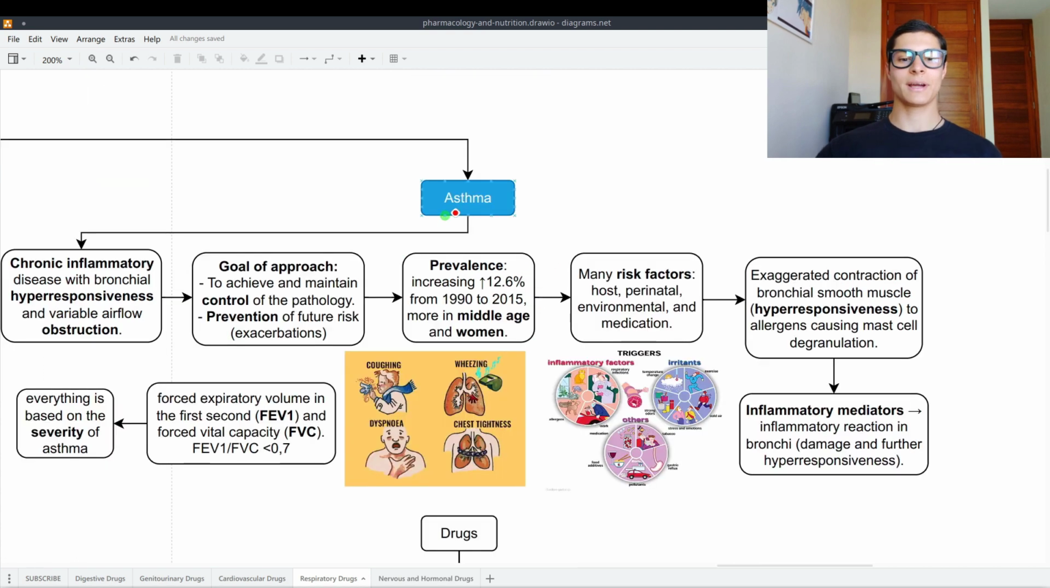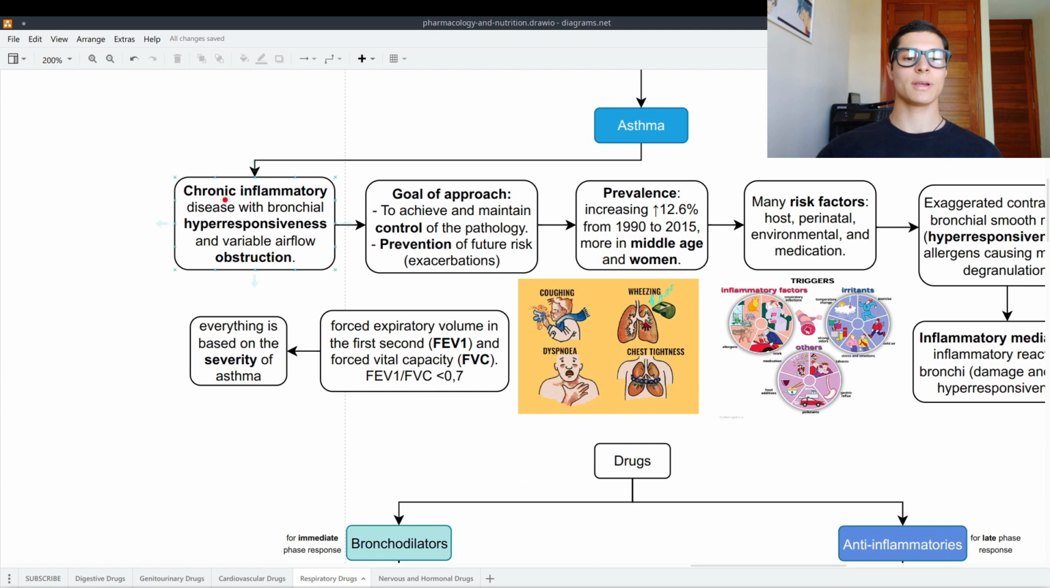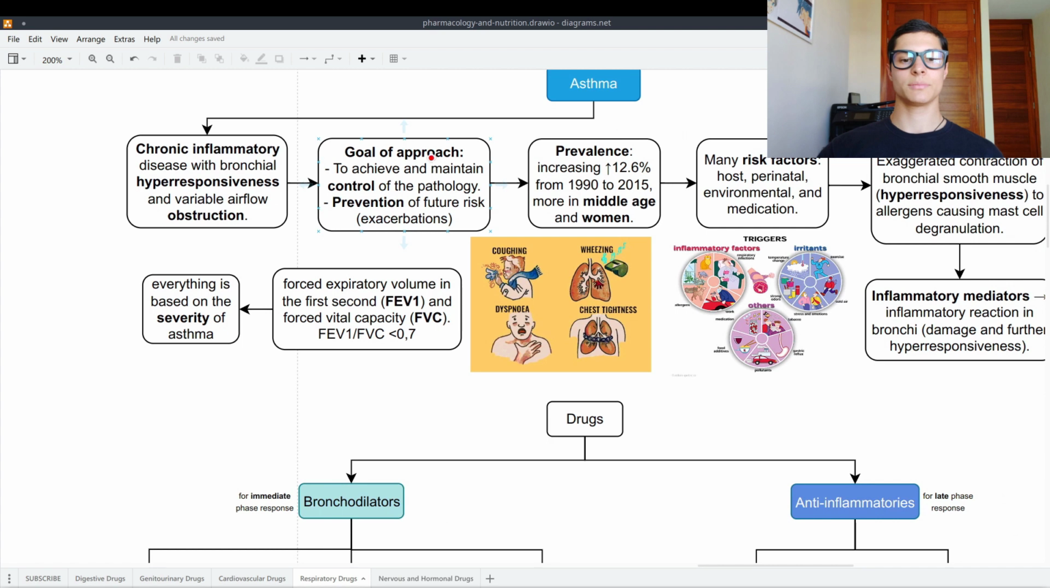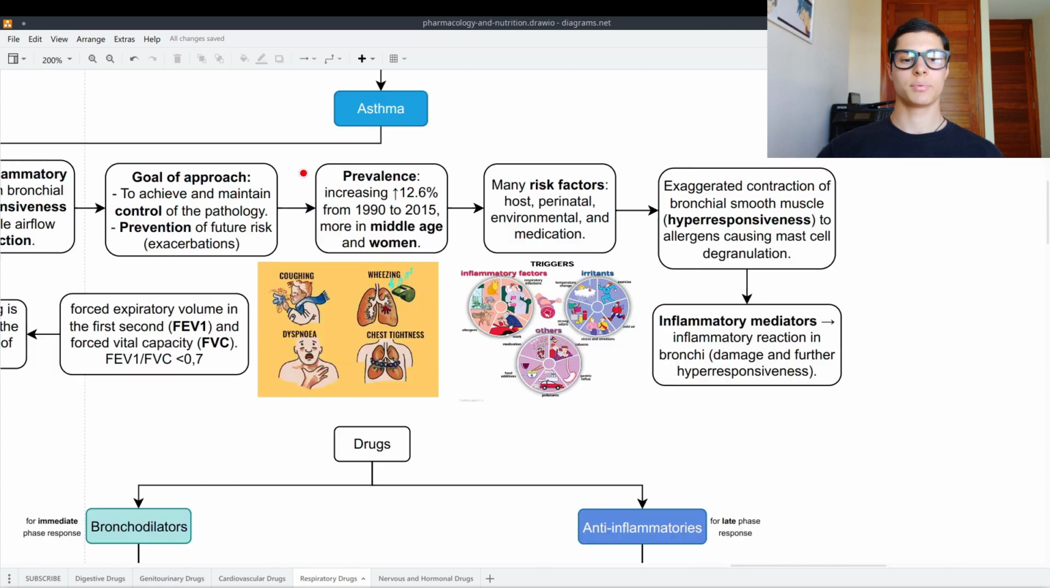And now let's take a look at asthma. Asthma is a chronic inflammatory disease with bronchial hyperresponsiveness and variable airflow obstruction, so inflammation and hyperresponsiveness mainly. The goal of the treatment is to achieve and maintain control of the pathology and also to prevent future risks. The prevalence is increasing and it is most common in middle age and women.